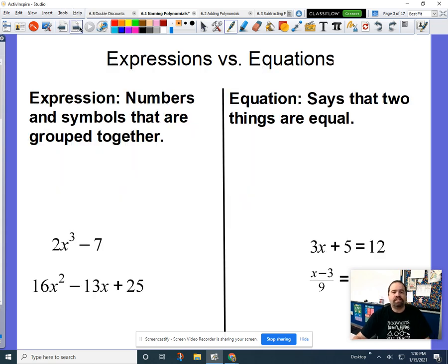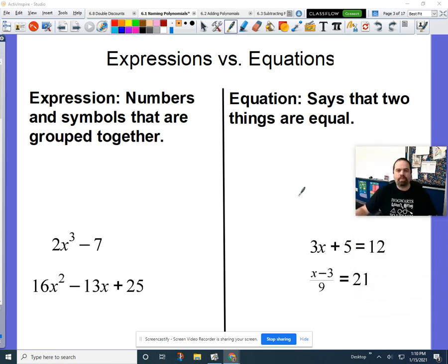So these things that we've been working with all year so far, a lot of people misuse these terms, but it's pretty simple to distinguish between the two of them. An expression is a combination of numbers and symbols and different things put together. An equation basically is an expression that equals another number or expression. So the big difference between the two of them is that an equation has an equal sign in it. That's what makes an equation: you're looking for an equal sign.